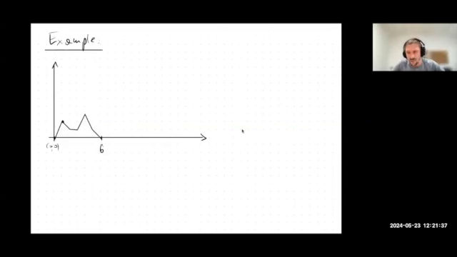And then if I have more excursions like that, I will create a ribbon path. So let me just do this.